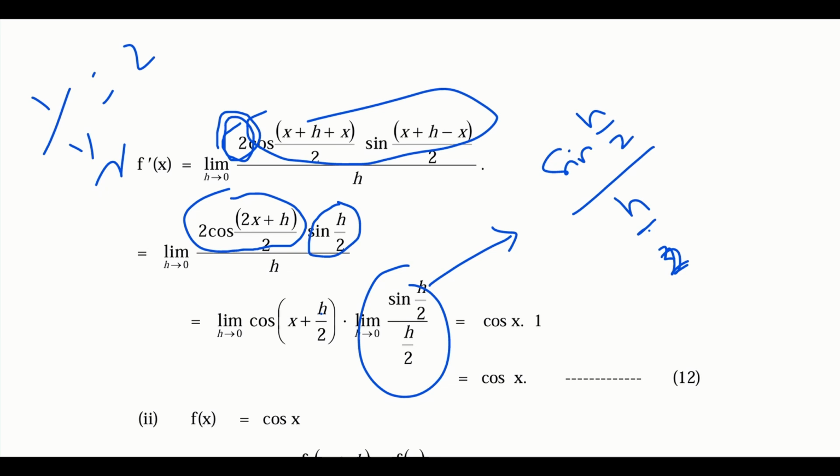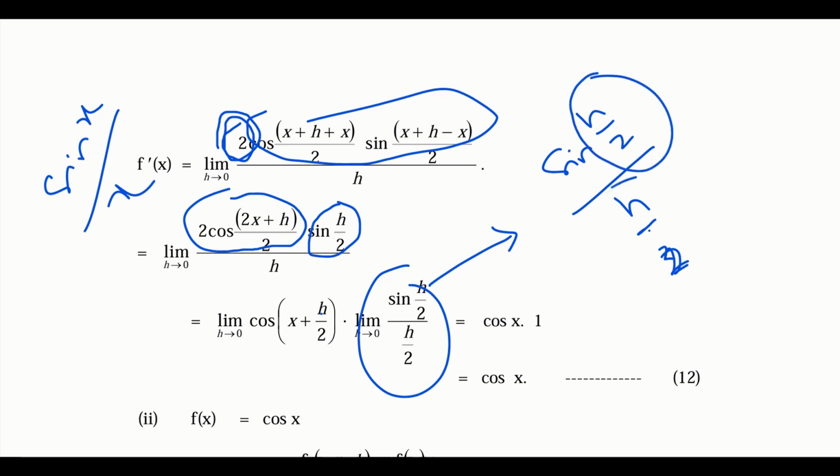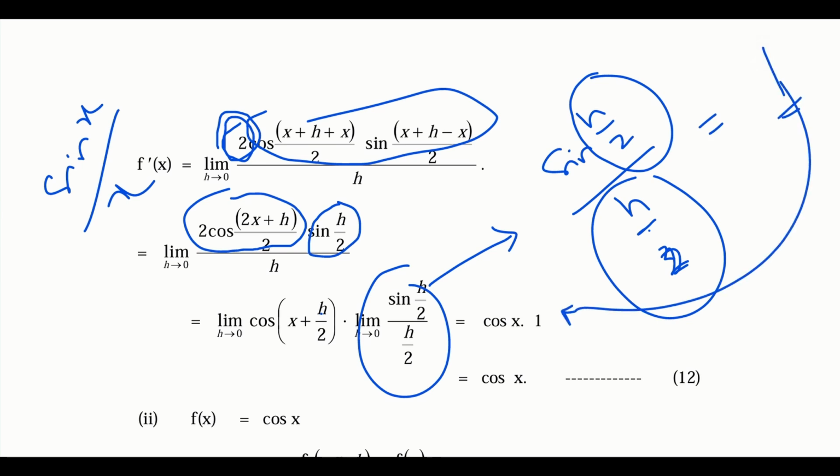Now, do you also remember the identity I asked you to keep in your head, sine x over x is equal to what? Is equal to 1, right? So sine x over x is equal to 1. Now sine x here will represent h over 2. You understand? So this will give 1, and that's the one you see here.